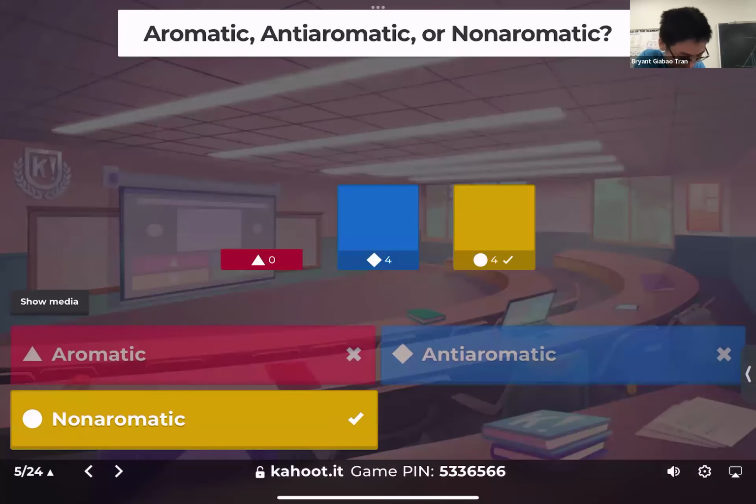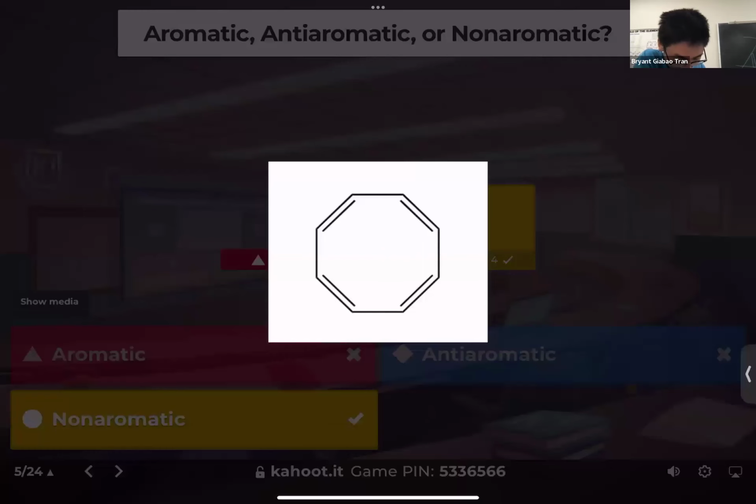Oh, half and half. Is it not completely conjugated? Oh, no, it's not planar. Yeah, this is one of the oddball ones, the boat shaped one. So this is non-aromatic because it's non-planar.